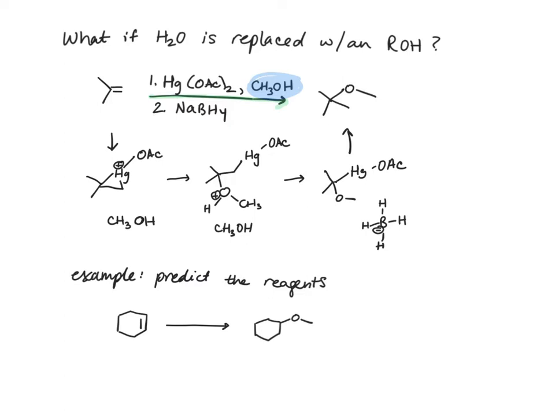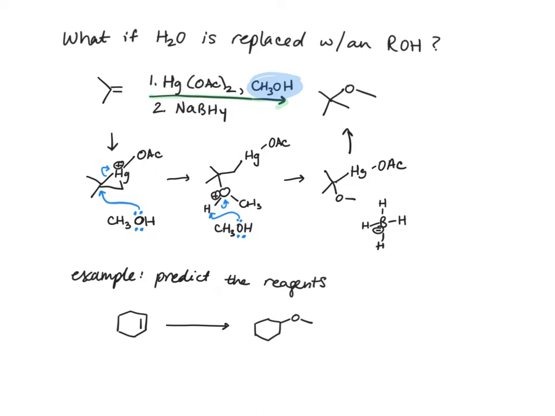a pi bond. In our reaction mechanism, we first form the mercury cation. Then in our second step, the alcohol attacks the carbon that contains more of a partial positive charge, breaking that carbon-mercury bond, leaving us with a positively charged oxygen atom. We can use a molecule of methanol to deprotonate that ether, giving us a neutral compound.